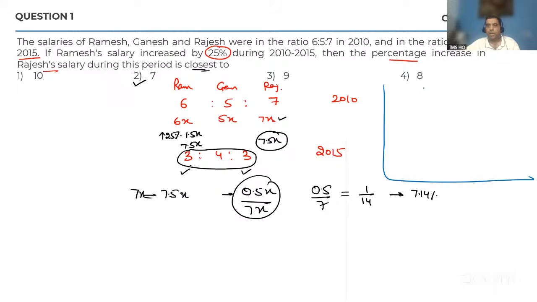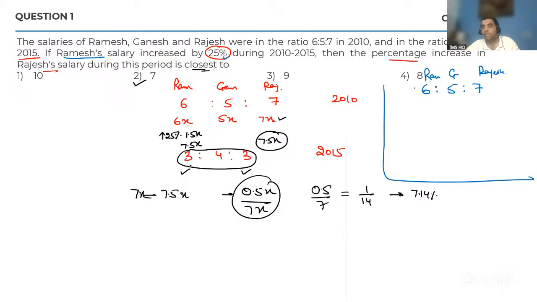Let me just write it here. I know the ratio which is already given is 6:5:7 for Ramesh, Ganesh, and Rajesh. Now, since there is an increase of 25%, and I know 25% is 1/4, I always suggest in my classes that the moment I say 1/4, I want a number to be a multiple of 4, so that if I have to increase it by 1/4, the increase is an integral value. That means I want Ramesh's salary, because there is an increase of 25% in Ramesh's salary, to be a multiple of 4.